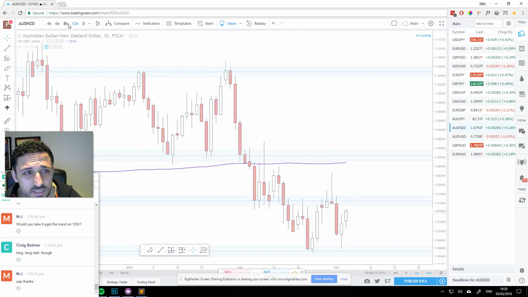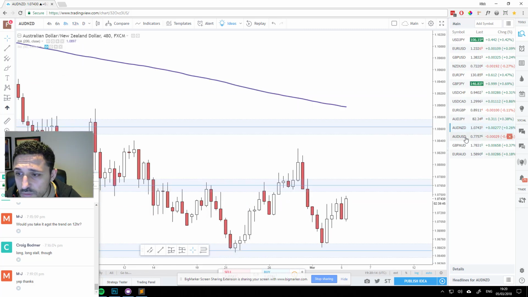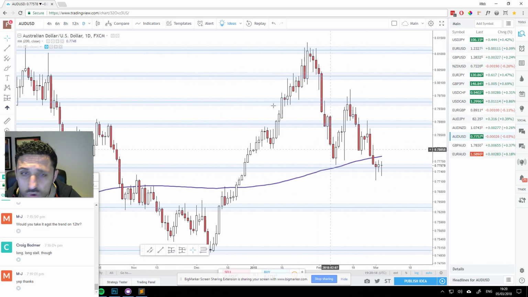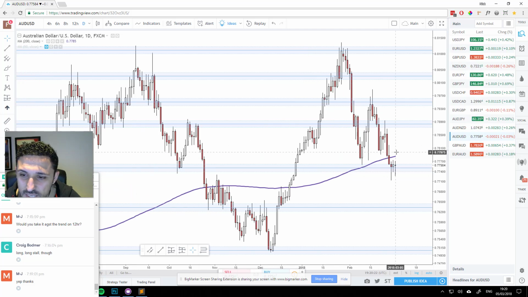AUD New Zealand, nothing much happening there. AUDUSD, stalling on support. It's below the 200 SMA. That's somewhat significant, but at the same time, I'm not going to let the 200 SMA affect whether or not I enter a trade. So we are getting some indecision forming on support. Let's keep a close eye on this. This could give us a nice little bullish reversal trade. So what I'd be looking for here would be an entry on a bullish trade.